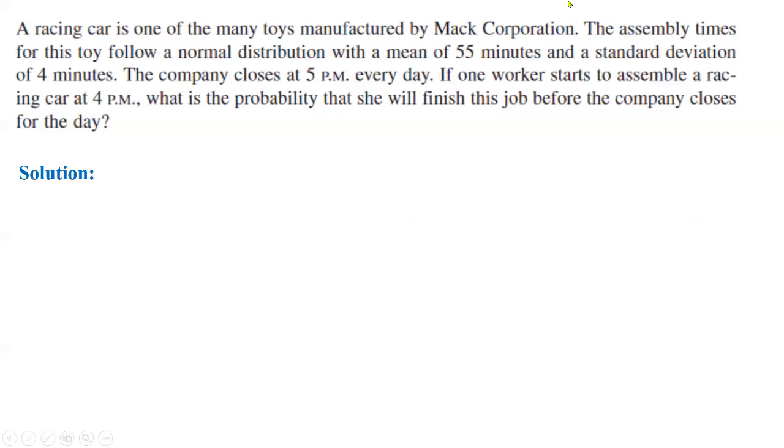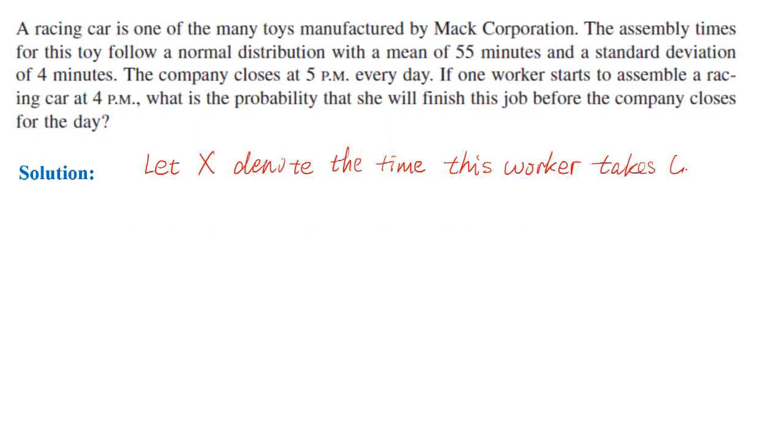All right, have you finished? Okay, first of all, we need to find the random variable here, right? Okay, so what is a random variable here? It's the time taken for this worker to assemble a racing car, right? Okay, so first, let's explicitly list the random variable here. Let X denote the time this worker takes to assemble a racing car. And the unit of the time is minutes.